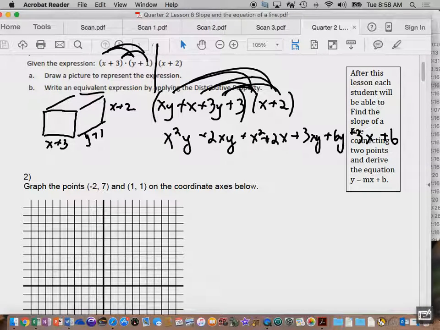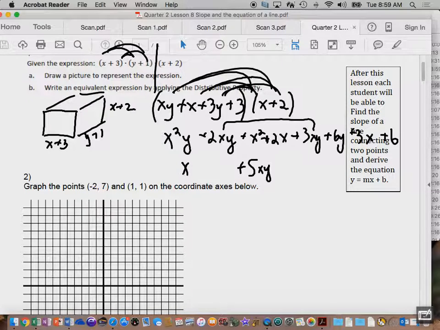Wait a minute, these two can be combined, so that gives me 5xy's positive. I don't see anything else here that's combinable.